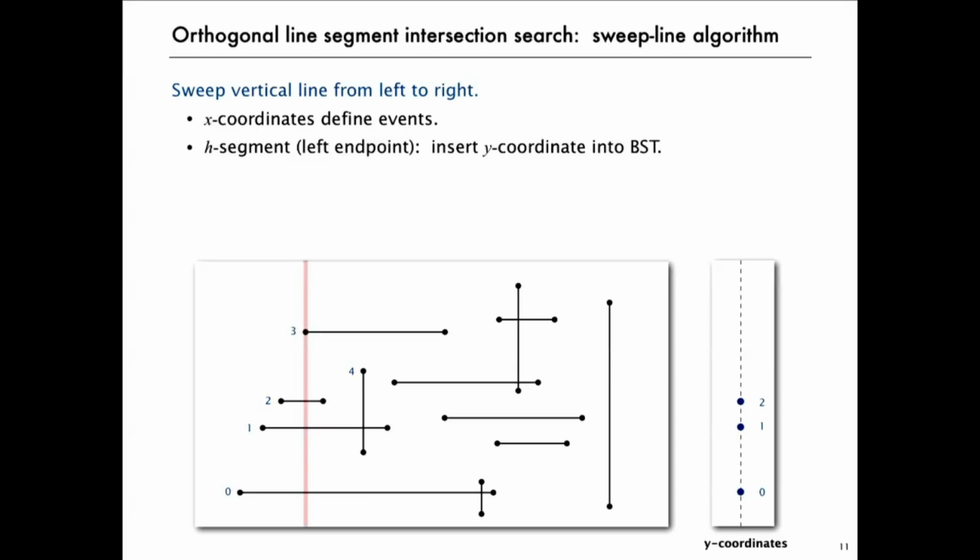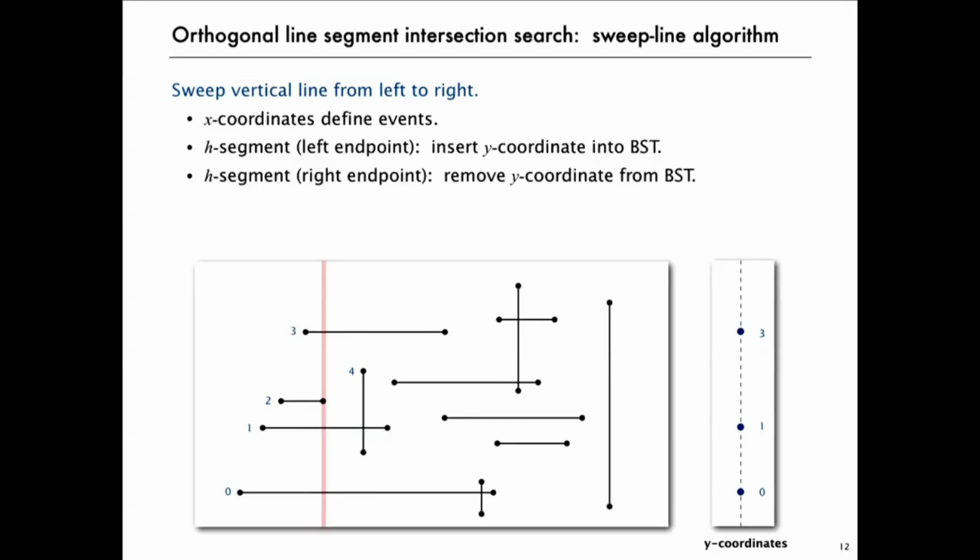Another kind of event is that we hit the right endpoint of a horizontal line segment. In this case, we hit the right endpoint of line segment 2. So at that point, the right endpoint of a horizontal line segment, we just remove it because we've processed that line completely. In this case, we didn't find any intersections. So left endpoint, insert the y-coordinate into a BST. Right endpoint, remove that y-coordinate from the BST. So the BST contains the y-coordinates of all the horizontal lines that currently might involve an intersection.